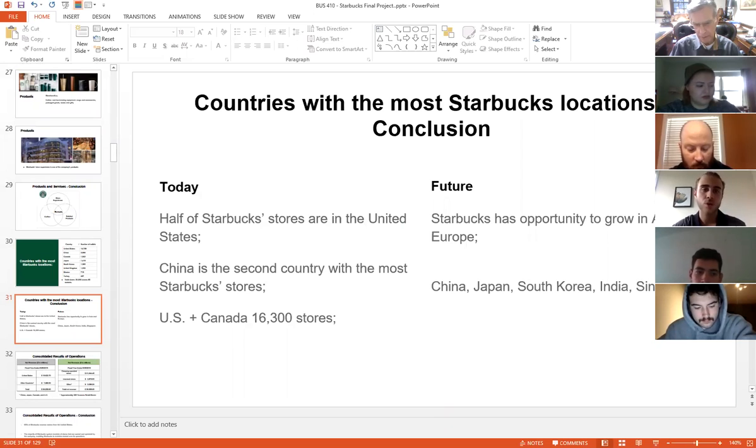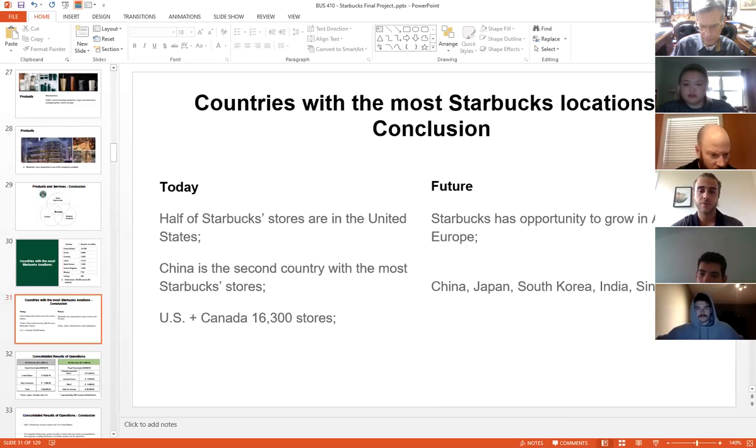That's just the conclusion of what I was talking about. So as of today, half of Starbucks stores are in the United States. China is the second country with the most Starbucks stores, and in North America, US and Canada, 16,000 stores. And for the future, Starbucks has room to grow both in Asia and Europe, mainly in China, Japan, South Korea, even India and Singapore, which are emerging markets.